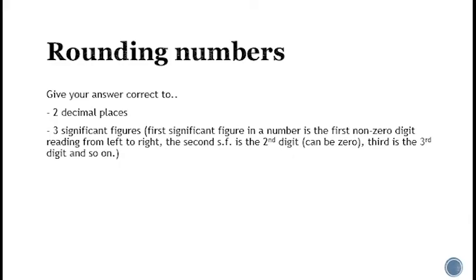First significant figure in a number is the first non-zero digit reading from left to right. The second significant figure is the second digit, it can be 0. Third is the third digit, and so on. So basically, it means that, for example, 0.0073, first significant figure is 7 instead of the first 0.